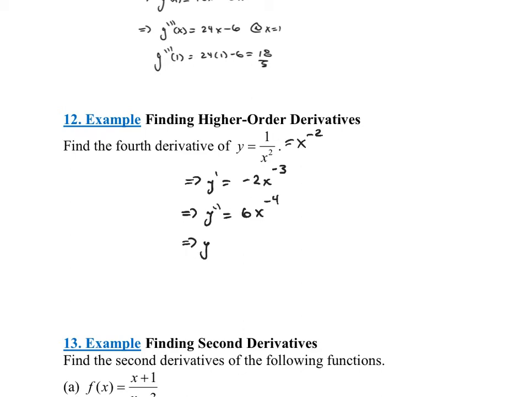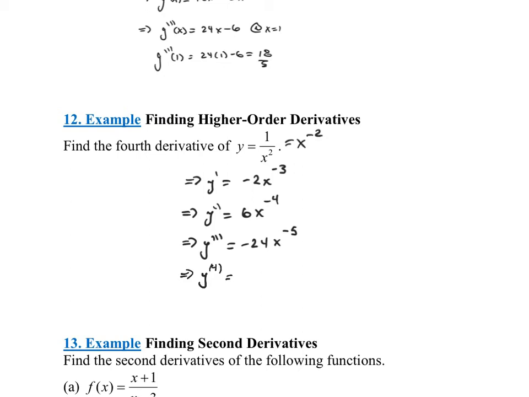Let's go ahead and find the third derivative then. The third derivative would be 6 times the derivative of x to the negative 4. Using the power rule, the derivative of x to the negative 4 is negative 4x to the negative 5th. So 6 times negative 4 would be negative 24, and then we'd have x to the negative 5th. So this asks for the fourth derivative. We've only got one more to go. Let's go to the fourth derivative here.